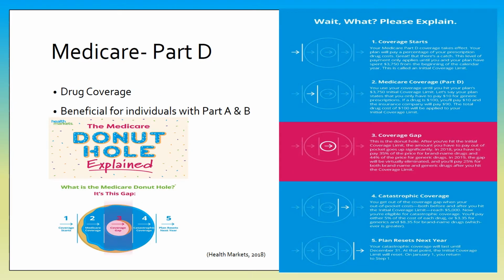Part D is the drug coverage element. If the individual has Part C, the drug coverage is not needed. But if they have Part A and B, drug coverage could be beneficial or needed depending on the medication cost.